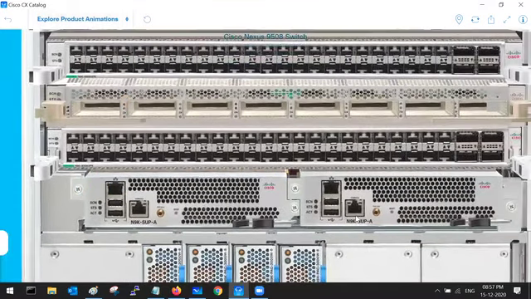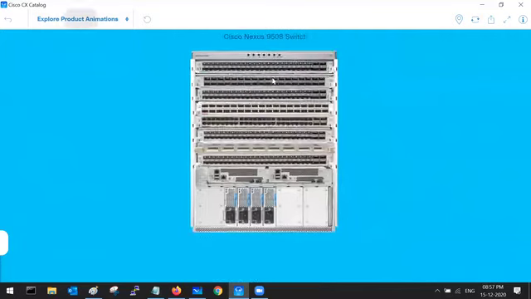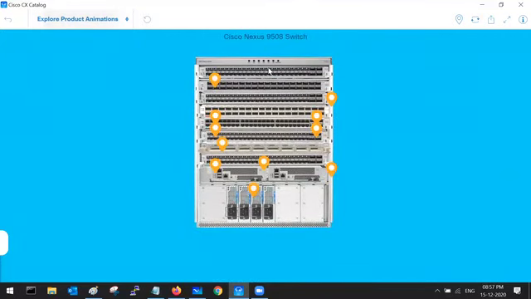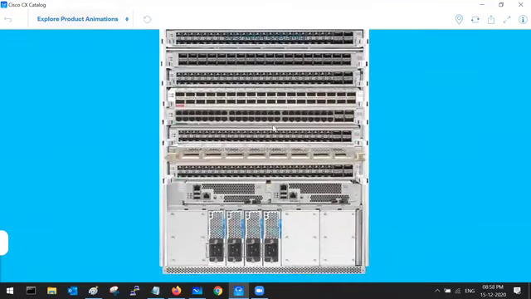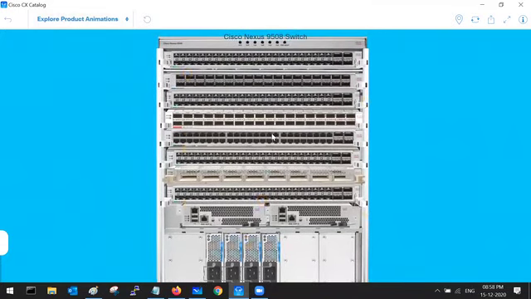Now, can anyone tell me the difference over here between 9508, between 9Ks and 7K hardware from the front view? What is the difference you guys can see? Anyone? The position of Sup engine, they are at the module 8, not in between. That's right. The position of the supervisor engine, it's in the last of the modules.